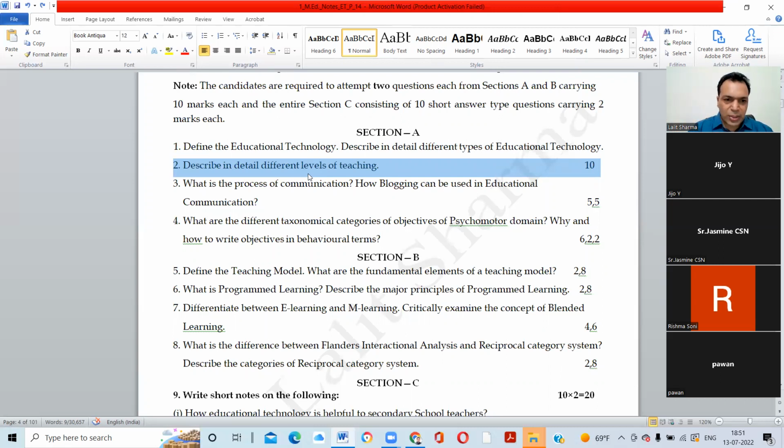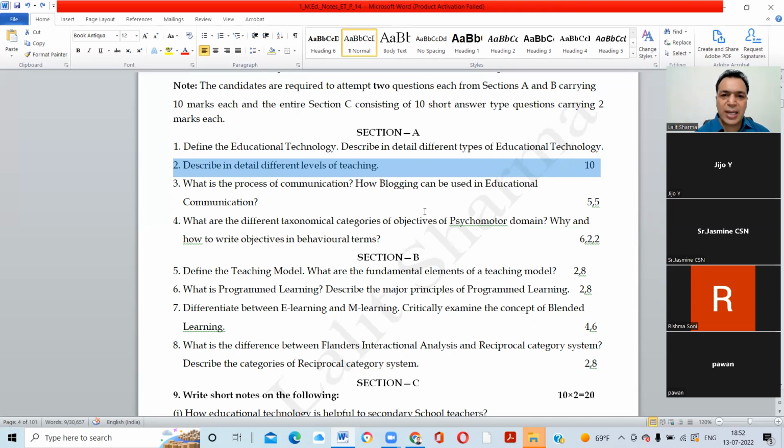Third question is, what is the process of communication? How blogging can be used in educational communications? It has come now, blogging can be used. Next time he can write, what are the recent trends used in educational communication? You can write recent trends used in educational communications. Then you have to talk about M-learning, e-learning, virtual classroom, blended learning. These all are the recent trends now. So that way, they can put questions along with the process of communication.